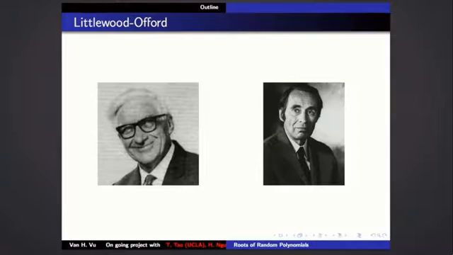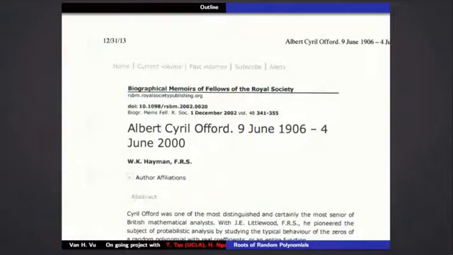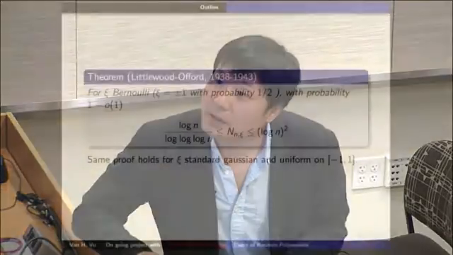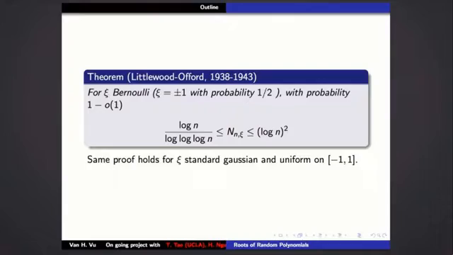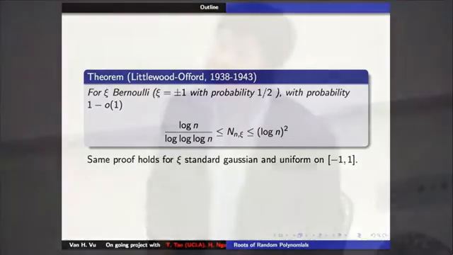So the research picked up with the famous work of Littlewood and Offord, as a leading analyst in England in the 1940s. It was mentioned as the founding work that made Offord famous. In a series of 3 papers from 38 to 43, they show that if you take the coefficients to be Bernoulli, so plus minus 1, then the number of real roots with high probability is bounded between almost log n and log square root n.